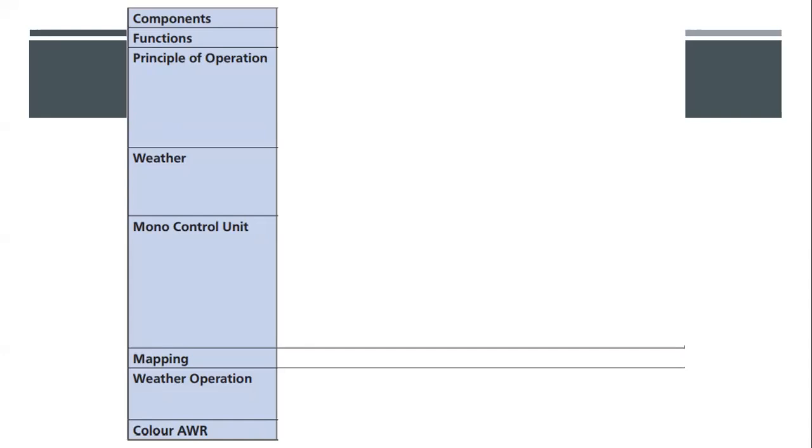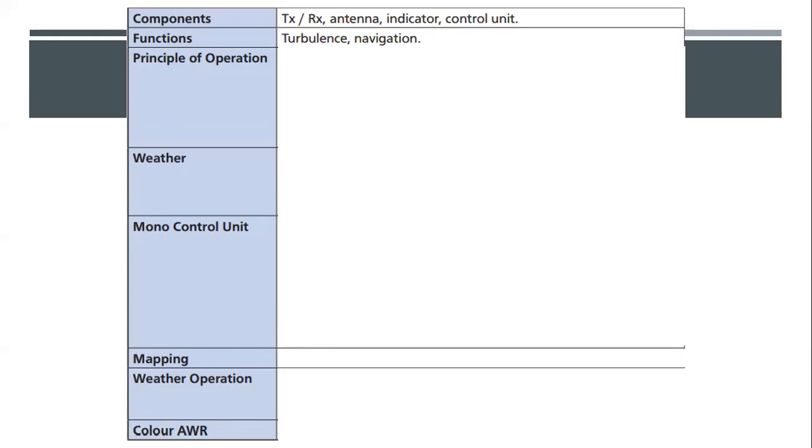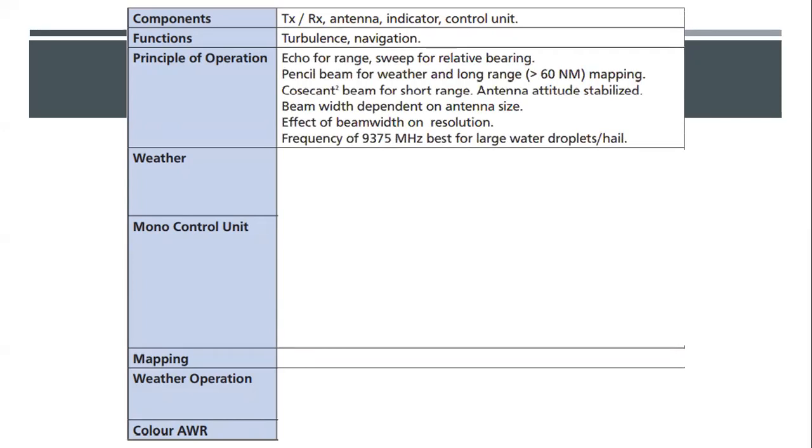Okay, we'll do a quick summary then. Components which are required: transmitter, receiver, antenna, indicator, and a control unit. Principle is echo for range, sweep for relative bearing. Pencil beam is used, cosecant square beam is used for short range. Beam width, antenna size, effect of beam width is this, frequency used is this.